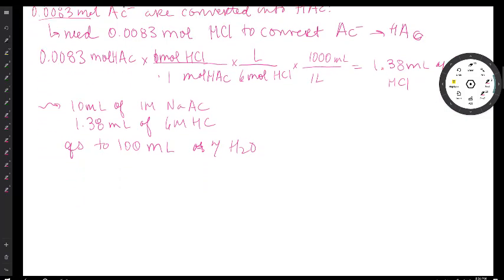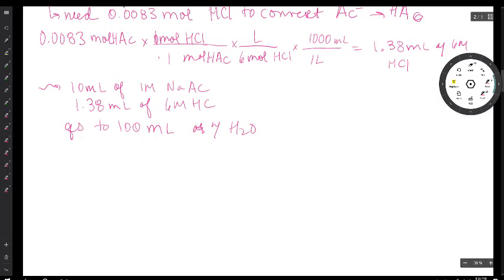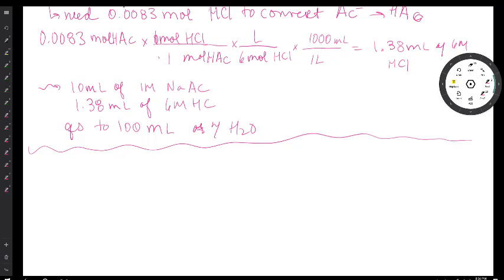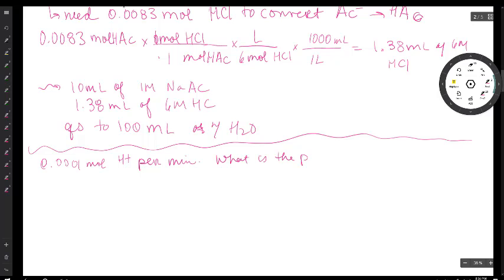Okay, so over the course of this term, we're going to be working with a chemical reaction that's going to produce a proton, and therefore cause the pH of the reaction to drop. So let's apply this hypothetical situation to our equilibrium. Let's say that we have a chemical reaction that produces 0.0001 moles of H plus per minute. What is the pH after 5 minutes? And is this still a good buffer?